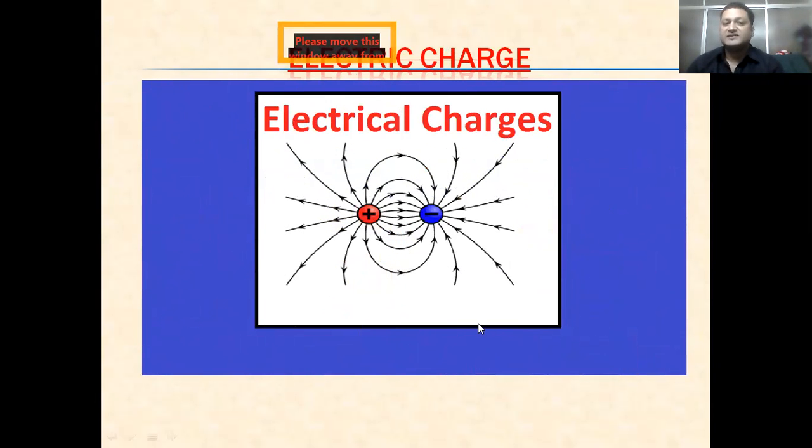So electric charge, what is that? In our home or everywhere, the electric charge has two things. One is positive charge, another is negative charge. If you want to do any kind of electrical work, you will definitely see there are two wires. In the electric wire, one is the positive wire, another is the negative wire. So electricity can pass only through this charge, and the entire thing is called electric charge.